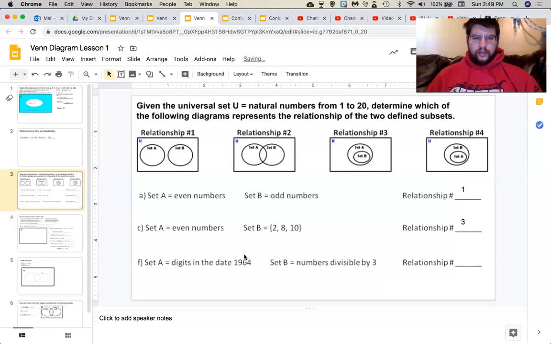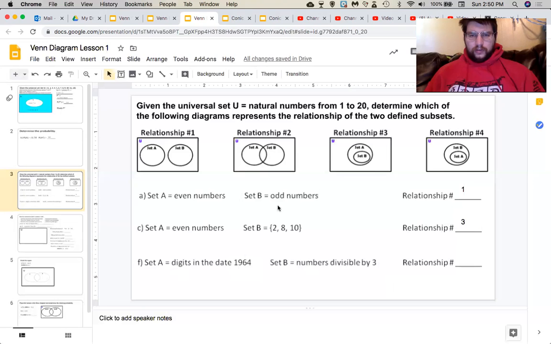And let's see. Set A is the digits in the date 1964. Set B is the numbers divisible by 3. 1's not divisible by 3. 9 is, 6 is, 4 is not. So it's got some overlap, but not everything. So that's relationship number 2. There's some things they share, but they also have things that neither one of them have. Okay. So text box. Number 2 for that relationship. So that's how you'd answer those. Pretty simple.